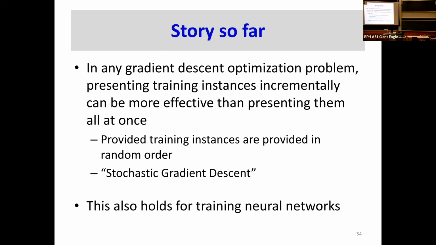So the story so far: in any gradient descent optimization problem, presenting training instances incrementally can be even more effective than presenting them all at once, for two reasons. One is computational, and the other is that when you go through the training data once, you're going to make many, many more updates than if you performed a single batch update. Now, this is a tall claim, but I'll show you why this is the case. And for this, there are a couple of caveats. One of them is that the training data must be provided in random order. There's another that I will talk about in a bit. This method is called stochastic gradient descent. It's stochastic because you're randomizing your training data from epoch to epoch, and it's gradient descent. You're doing this one sample at a time, right?